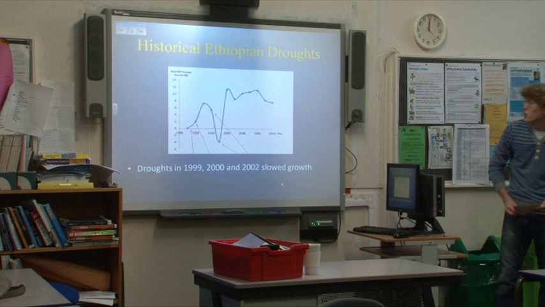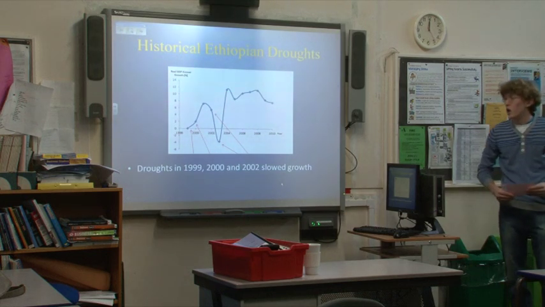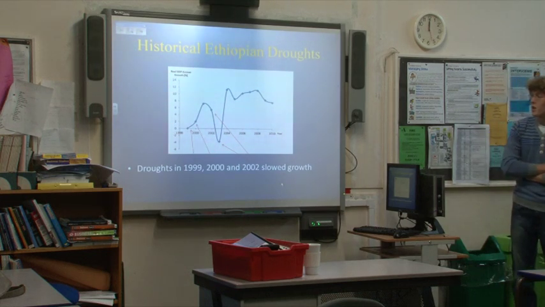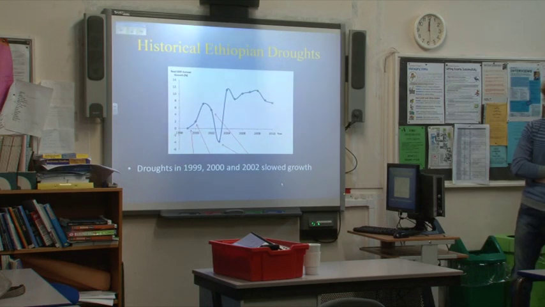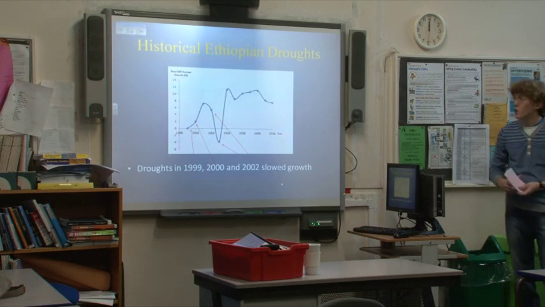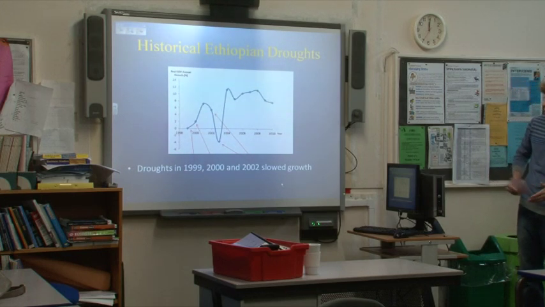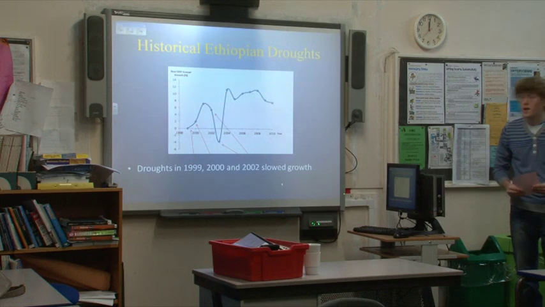In terms of poorer countries, Ethiopia's most significant droughts in the past 15 years were seen in 1999, 2000, and 2002. The 2002 one was significant enough to lead to a downfall in the economy in 2003 as well, and this saw the 4 lowest points of growth in the past 13 years.